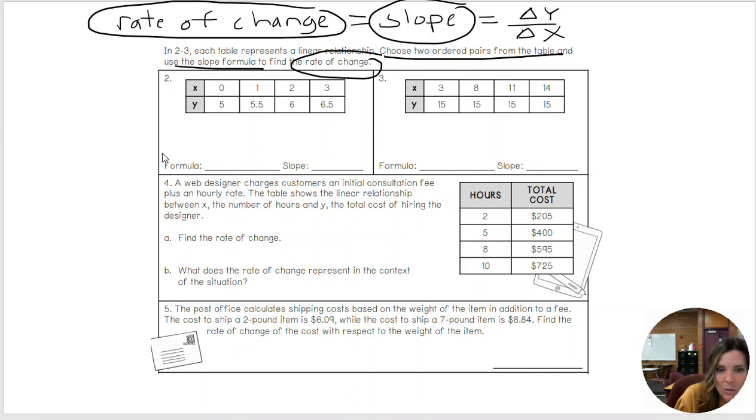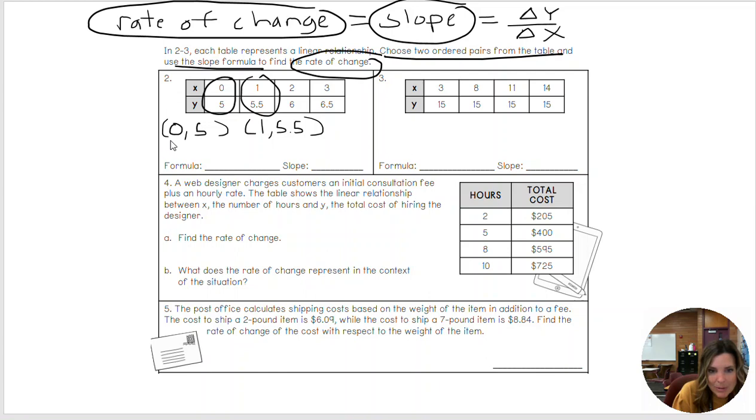Okay, so if you're going to find slope from a table, you first have to identify 2 points in the table that you're going to use. I think it's easiest if you just use the first 2. You could use any of the points though, okay? So let's go ahead and write these 2 points as ordered pairs. So 0, 5, and then 1, 5.5.